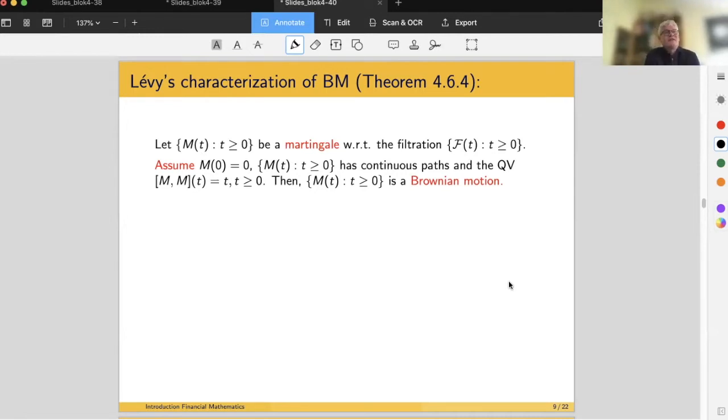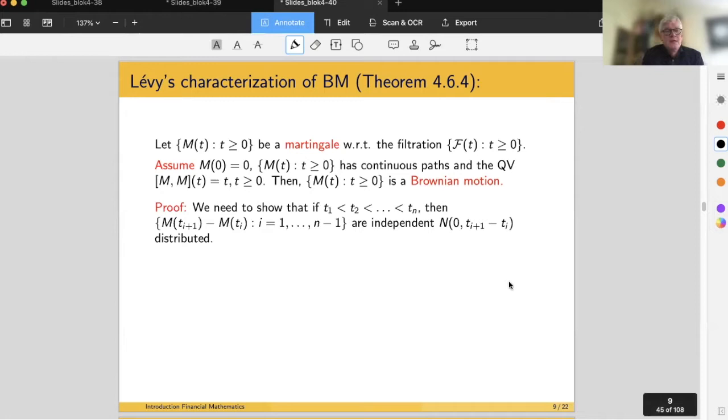But it's really equivalent. If you go through the derivation that we have done, this information, the independence and the normal distribution with mean 0 and variance t minus s, comes from the fact that the quadratic variation of a Brownian motion is t. So if you couple the quadratic variation being t with M_t being a martingale, we can prove that we are dealing with a Brownian motion. So essentially, it's enough to determine the distribution of the increments and to show that they are independent.